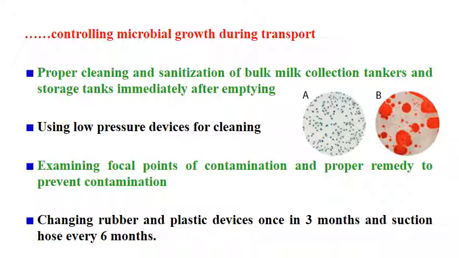Examine focal points of contamination and apply proper remedies to prevent contamination. So what are the important points of contamination? Those places we should inspect and take necessary action to prevent further contamination next time. And change rubber and plastic devices once in 3 months and suction hoses every 6 months. These are sources of contamination, so the rubber and other plastic devices should be periodically changed.